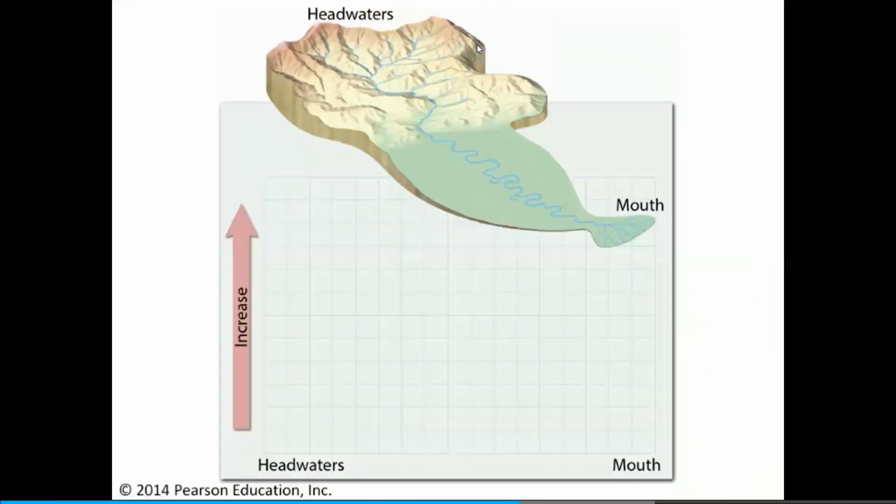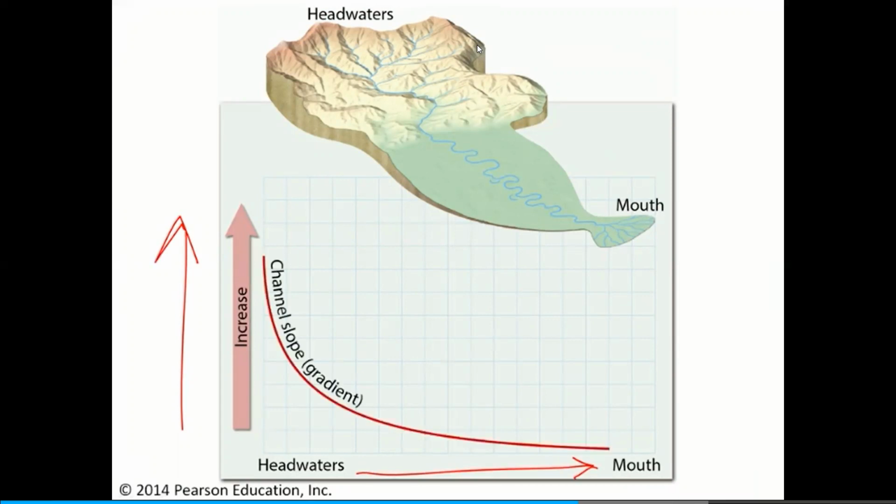If we wanted to summarize the trends we see from the headwaters to the mouth, we can plot that on this graph. Essentially, we're going to show increasing different trends on the vertical axis, and distance from the headwaters to the mouth on the horizontal axis. The first thing we want to look at is the channel slope or gradient, which we just examined with the Sierra Nevada Great Central Valley example. Basically, it's steeper uphill near the headwaters, and it gets more gentle towards the mouth.